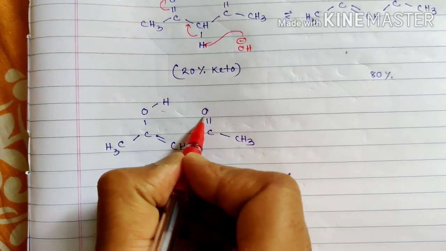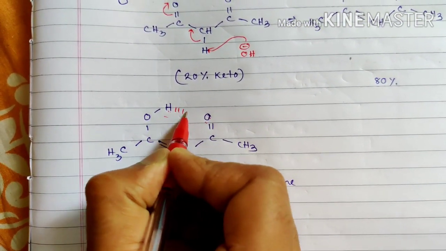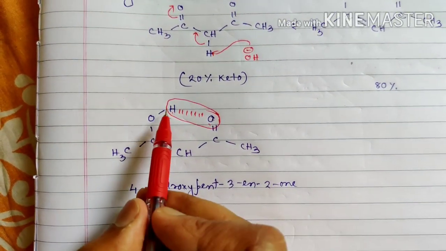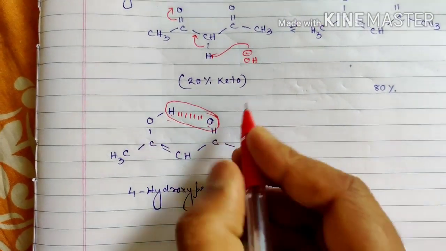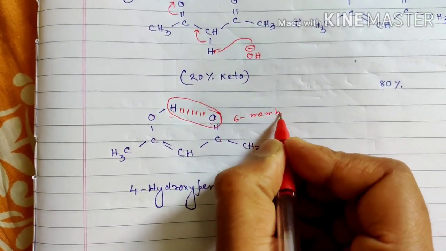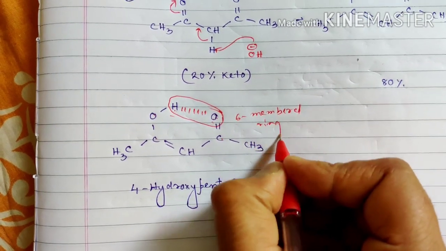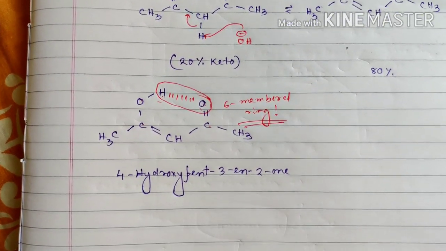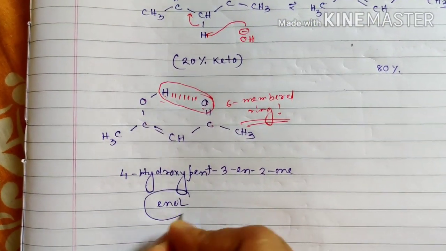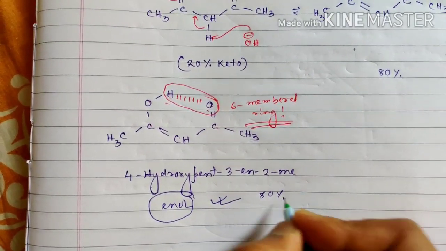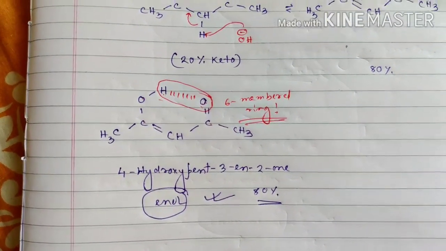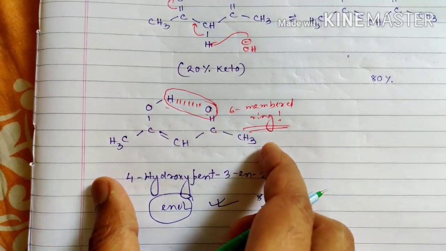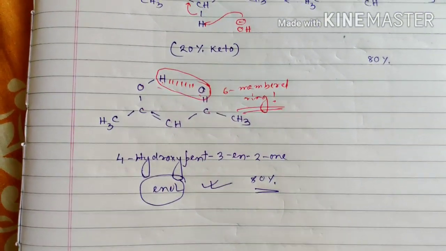Check carefully on this side. The hydrogen and oxygen are very close to each other. So this additional hydrogen bonding will take place. And not only that, 1, 2, 3, 4, 5, 6, a 6-membered ring will be formed due to this hydrogen bonding, which is exceptionally stable. That is why its enol form is much more stable, which is 80% of the equilibrium. That means the equilibrium will be mostly on this side.